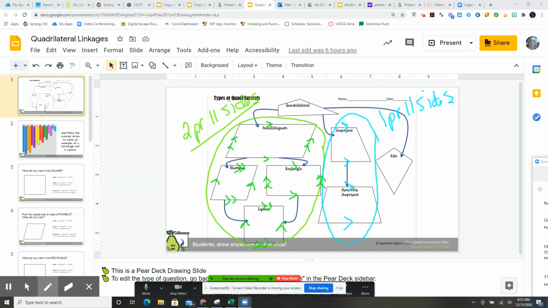The kite. Does the kite have any pairs of parallel lines? Kites have 0 parallel lines. They have two congruent sides that are next to each other at the top and two congruent sides that are next to each other at the bottom, but 0 parallel lines. So you can't be a kite and a trapezoid. You can't be a kite and a parallelogram. It just doesn't work.